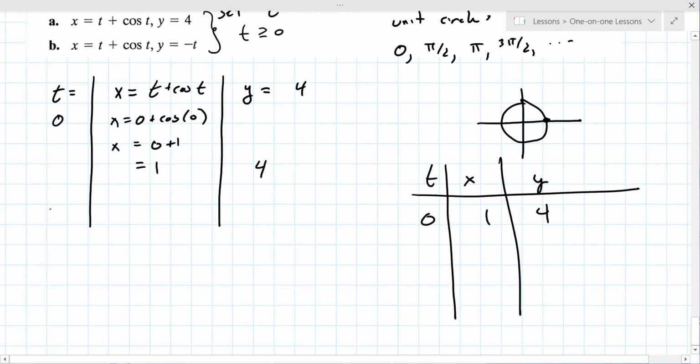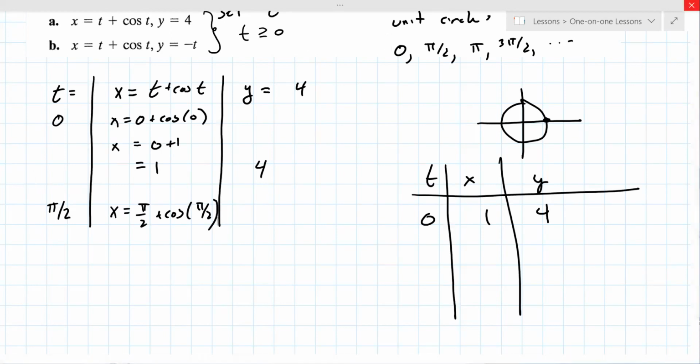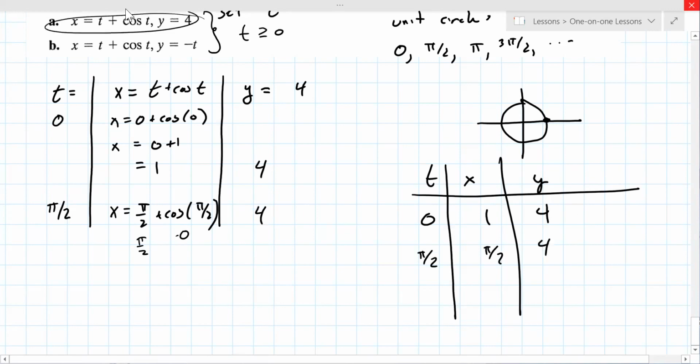Then we'll plug in this pi over 2. So x is equal to pi over 2 plus cosine pi over 2. Okay, so cosine pi over 2 is 0. So this part is 0, so it's just pi over 2. And then y is always 4. That's what that means. So we're just using this top equation.